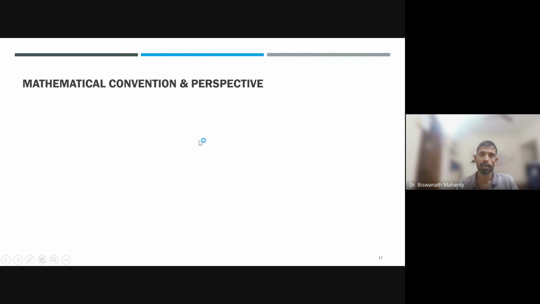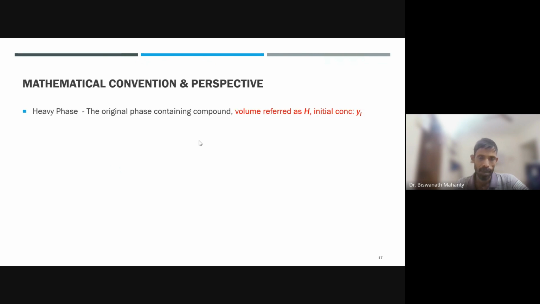We're discussing the mathematical convention and perspective relevant to the extraction process, because we are talking about two different liquid phases. In between them, one target compound is getting partitioned. So the convention is like this: the heavy phase is the original phase containing the compound, and we refer to its volume as H and its initial concentration as Yi. So here we are talking about the heavy phase, and we are showing the volume and concentration representations.